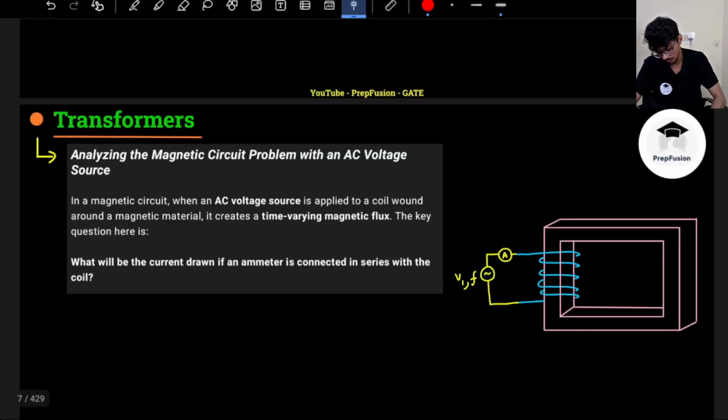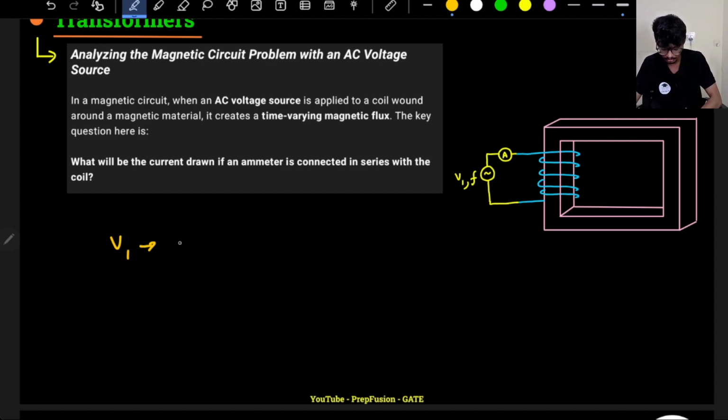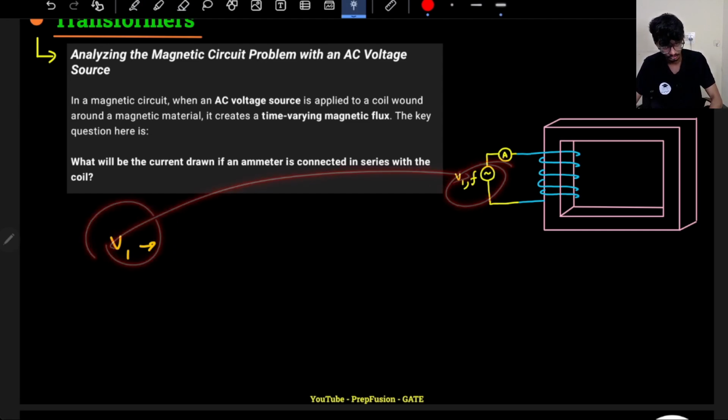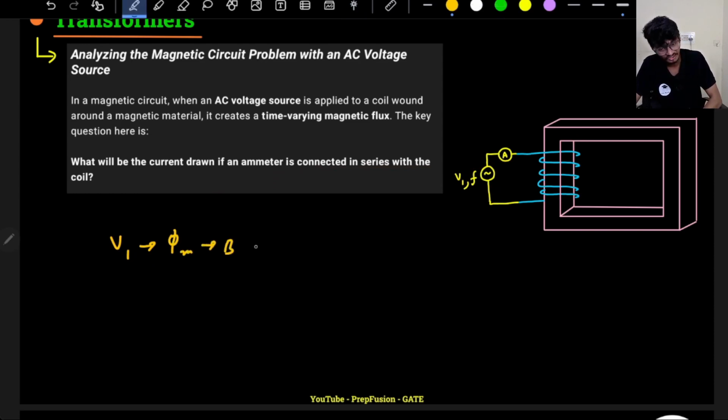Okay, so you have already understood what happens when a voltage source is applied across a coil. Let's go through this again. If an ammeter is there, I apply a voltage source, and due to this voltage source a flux will get generated, correct? As soon as I apply an AC voltage source, a flux gets generated in the coil. If flux is getting generated, then of course flux density is getting generated.